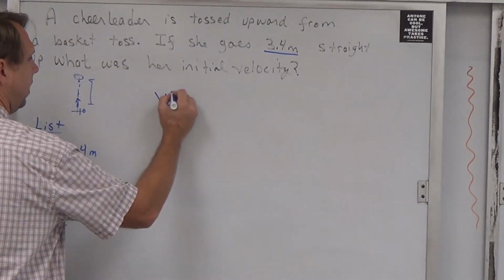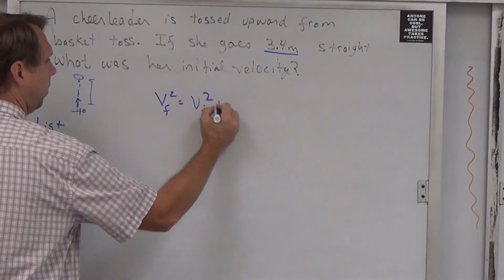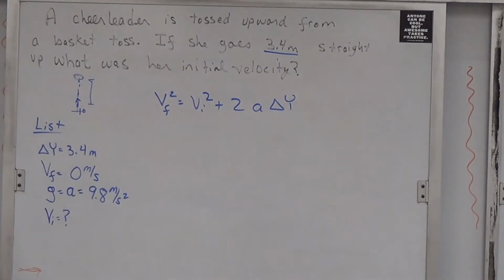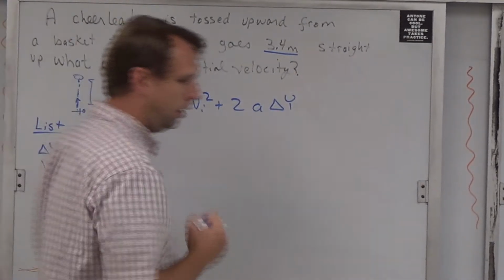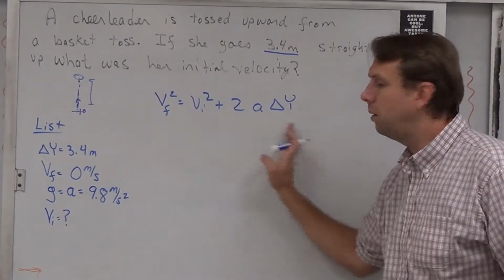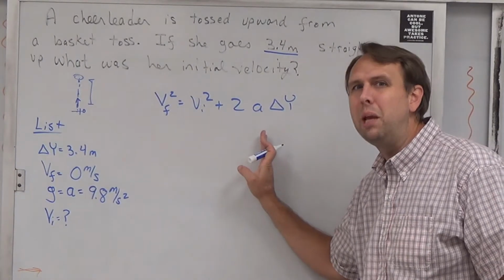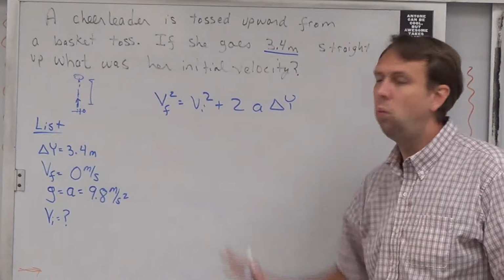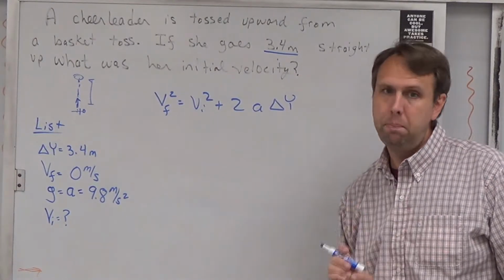Did you get Vf squared equals Vi squared plus 2a delta y? So notice I wrote down that formula that seemed to have all of my stuff in it. And when I wrote down the formula, I didn't try to substitute numbers in for the same step. Those are two separate steps. If you try to substitute your numbers in while you write the formula down, you will typically make a mistake.